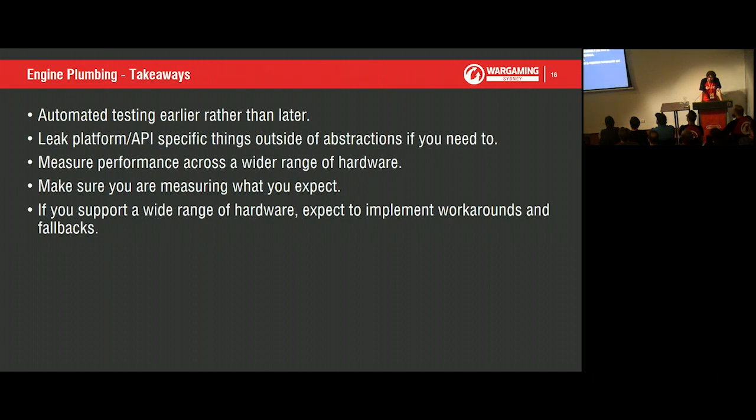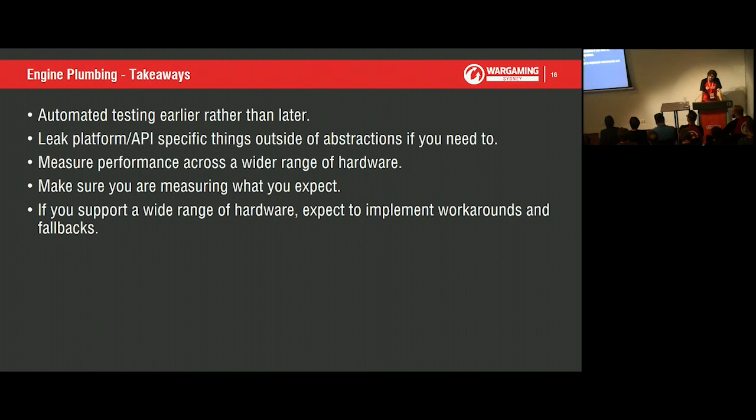So some takeaways for this section. I'd recommend doing automated testing, and if you start it sooner, it's going to make your life quite a bit easier. If you need to leak anything out of any API, like any abstraction layers, do it. Don't try and generalize everything. It will end up hurting you in the long run. If you need to get anything platform specific or API specific, leak it. You can always abstract it later if you want.